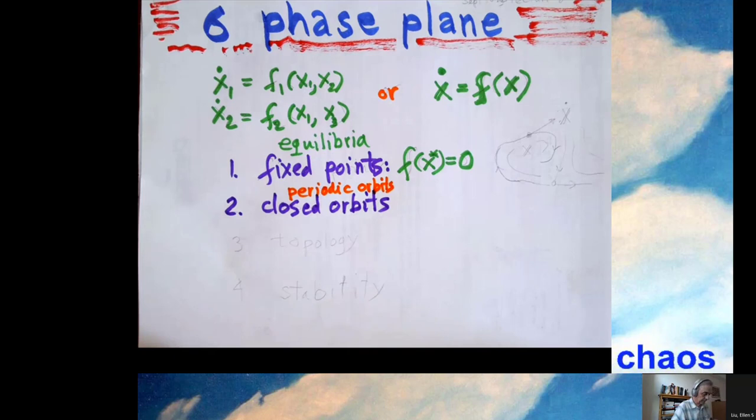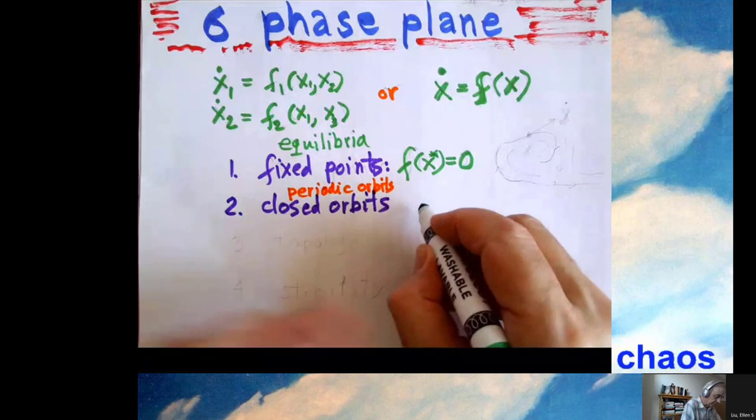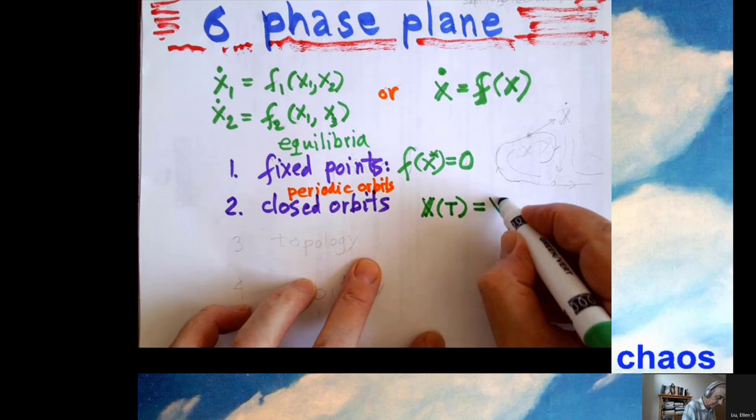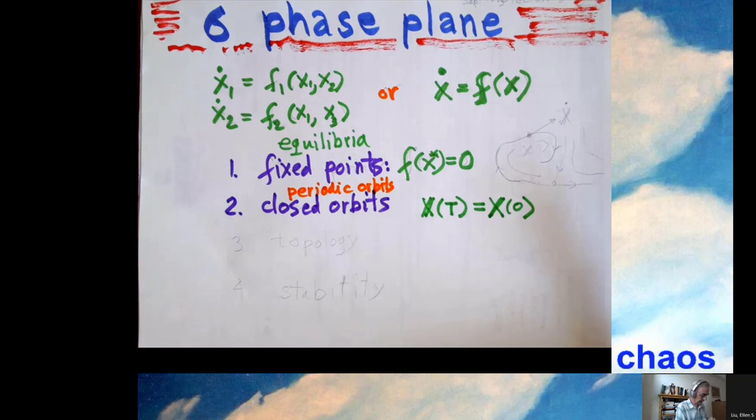So these are things that have a property that when I solve this equation, when I look at x at time t, which is the period, it comes exactly where I started from, x at zero. Then we learn a few more things that will go into two and higher dimensions.